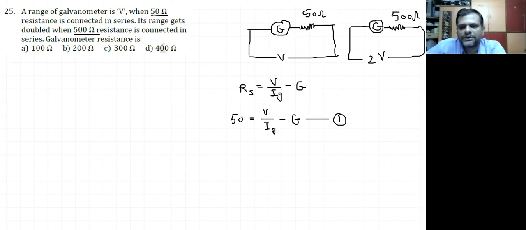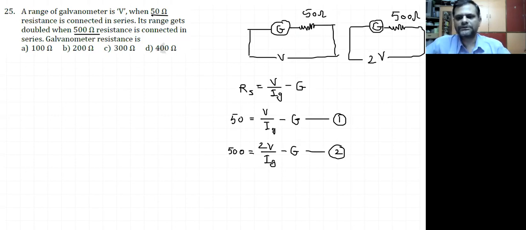If you just construct equation number 2 by taking this RS as 500, V is replaced by 2V because it is given that the range is doubled in this case. So V will be replaced by 2V upon IG just kept as it is, minus G is again kept as it is, and this is going to be equation number 2 here. Okay, so in order to solve these equations, we'll have to find out the value of V upon IG from this and put it here. Okay, तो V upon IG का वैल्यू कितना मिल रहा है यहाँ पे इस इक्वेशन से देखो, तो हमको मिल रहा है V upon IG is equal to 50 plus G, करेक्ट है. So this is the value of V upon IG which is obtained from the first equation here.